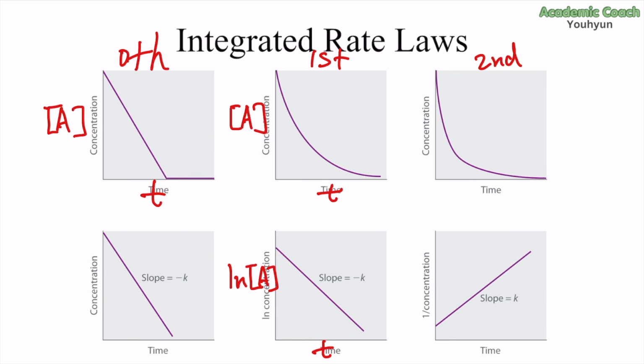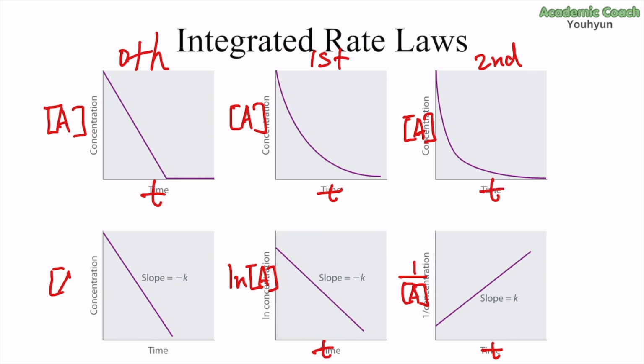For a second order reaction, again, that's a curved decreasing function when you plot concentration of A versus time. And this time we can convert it into a linear line by plotting 1 over concentration A versus time. But this time the slope will be a positive k.